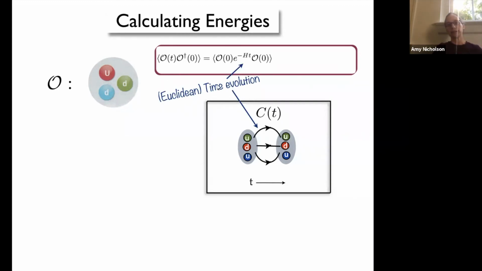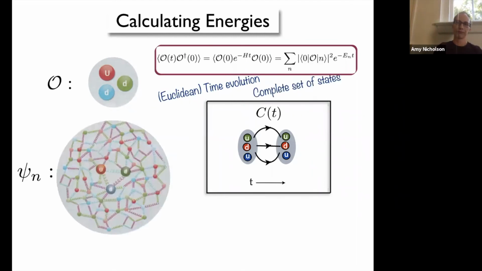Note we are in Euclidean time, so instead of an e to the iHt, I have an e to the minus Ht. There's a reason we do that, and it's basically because it has this exponential form instead of the oscillating form that you normally have. You can insert a complete set of quantum states, and what you find is that you have a sum of constants, which are basically telling you how good of an operator you chose compared to the full non-perturbative interacting eigenstate, times an exponential that falls off with the energy of that state.